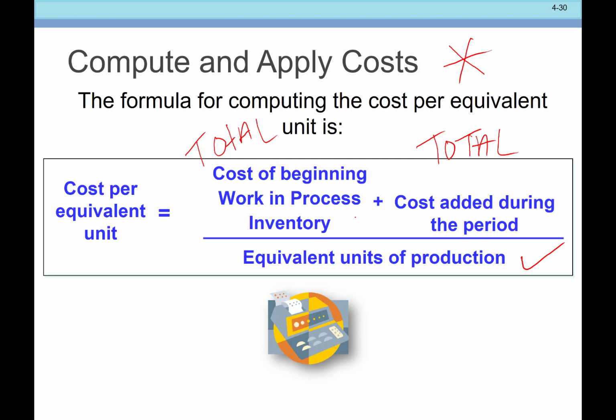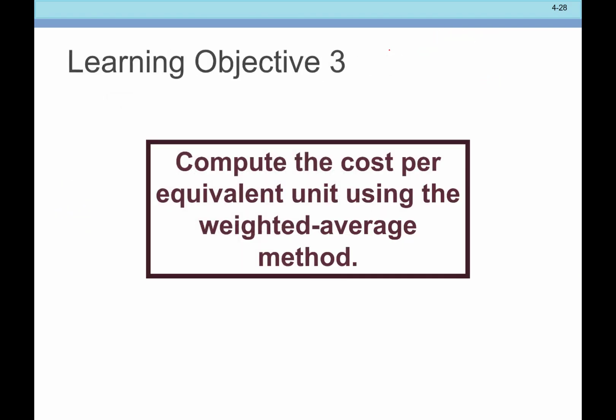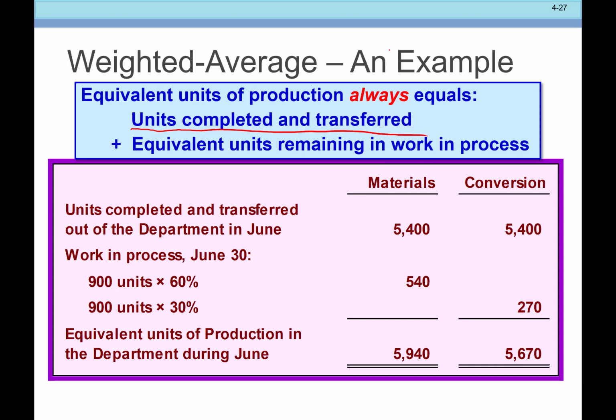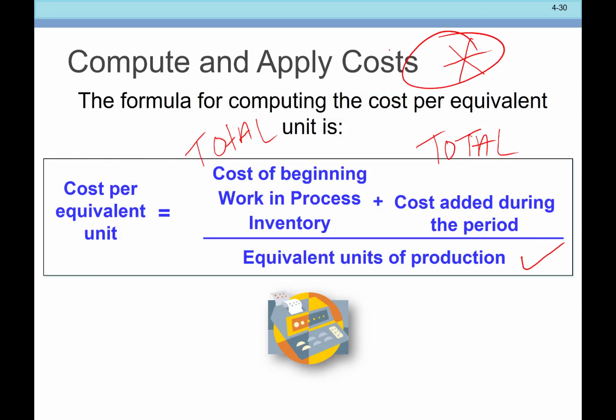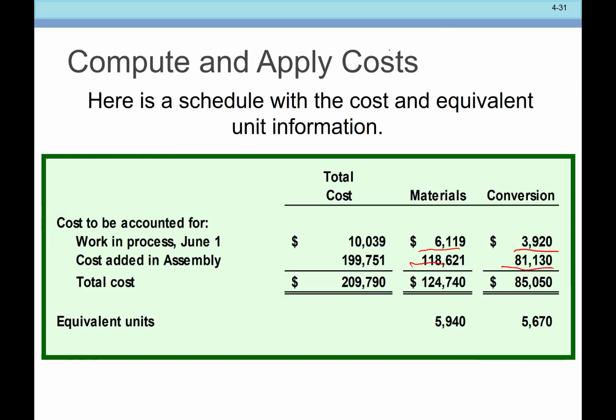And notice, guys, I put a star here. Key thing that you have to know: total cost of beginning work in process. You pick up all the costs there. The cost added during the period, you divide that by the equivalent units, and you're going to have to do what? Probably two costs per unit, one for materials, one for conversion costs, because they had different equivalent units, didn't they? So you'll have to come up with two different cost per unit amounts, one for materials, one for conversion costs.